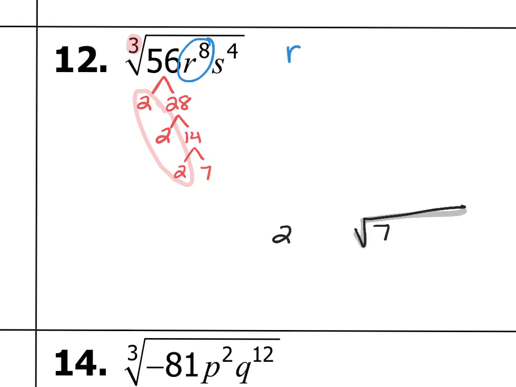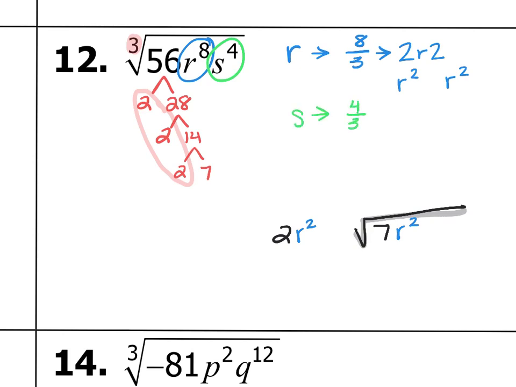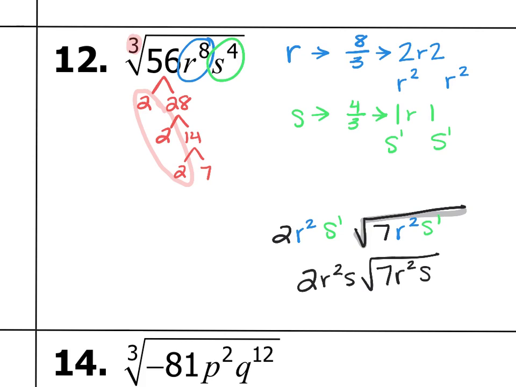Now I can deal with my variables. So divide the exponent by the index, which is 2, remainder 2. So that'll be r squared on the outside, r squared on the inside. Then for s, divide the exponent by the index, and that's 1, remainder 1. So that's s to the first on the outside, s to the first on the inside. So my answer would be 2r squared s times the square root of 7r squared s.